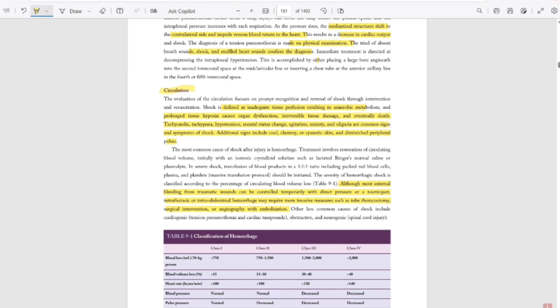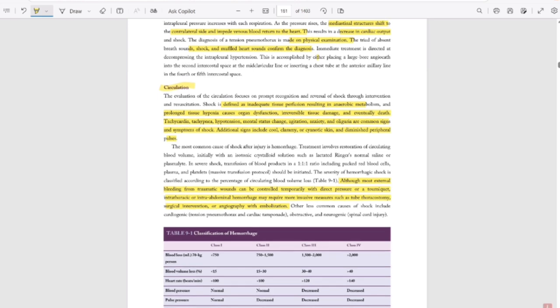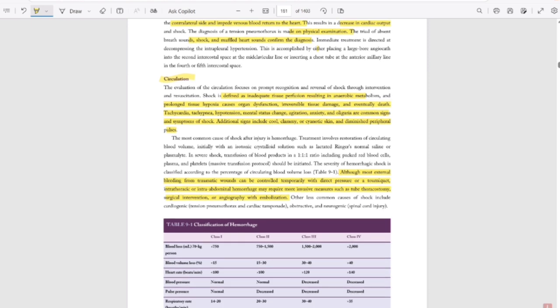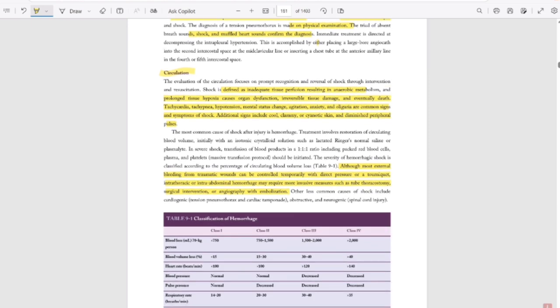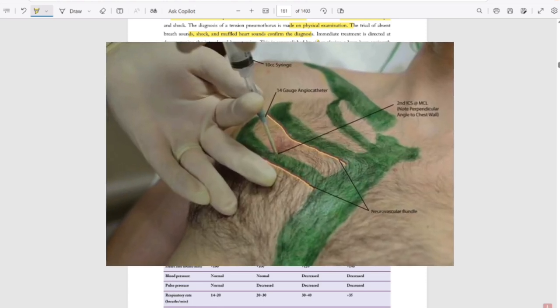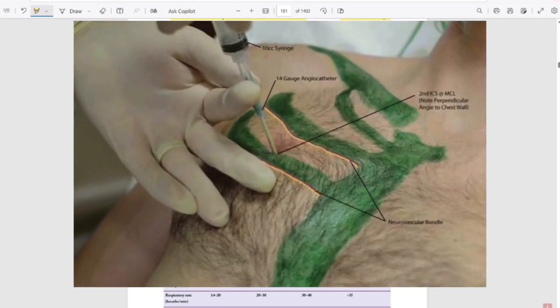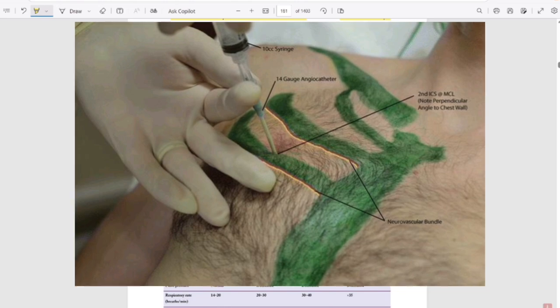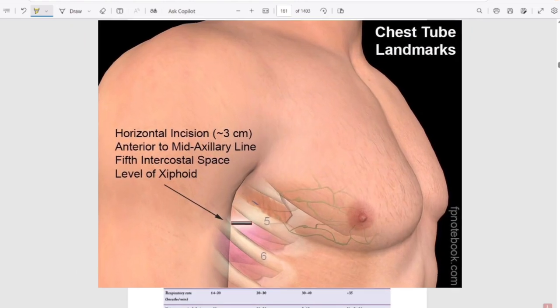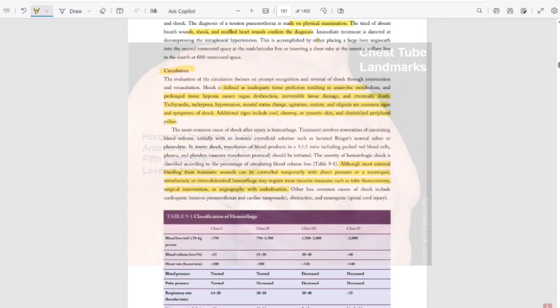The diagnosis of tension pneumothorax is made on physical examination. The triad of absent breath sounds, shock, and muffled heart sounds confirms the diagnosis. Immediate treatment is directed at decompressing the intrapleural hypertension. This is accomplished by either placing a large bore angiocath into the second intercostal space at the mid-clavicular line or inserting a chest tube at the anterior axillary line.